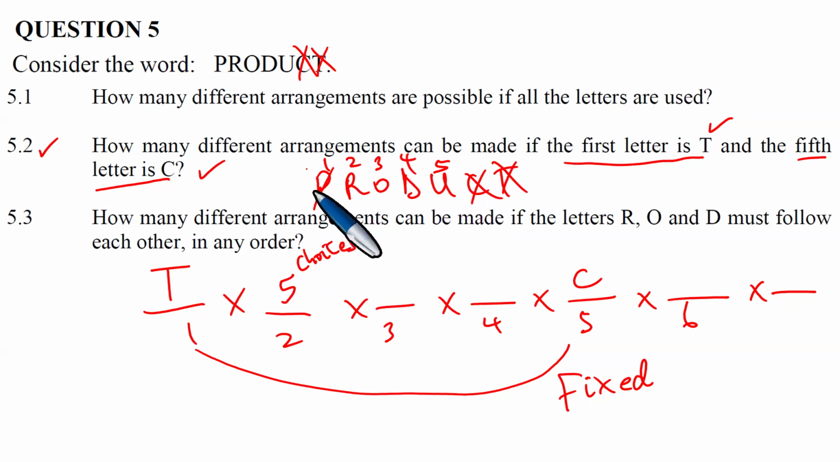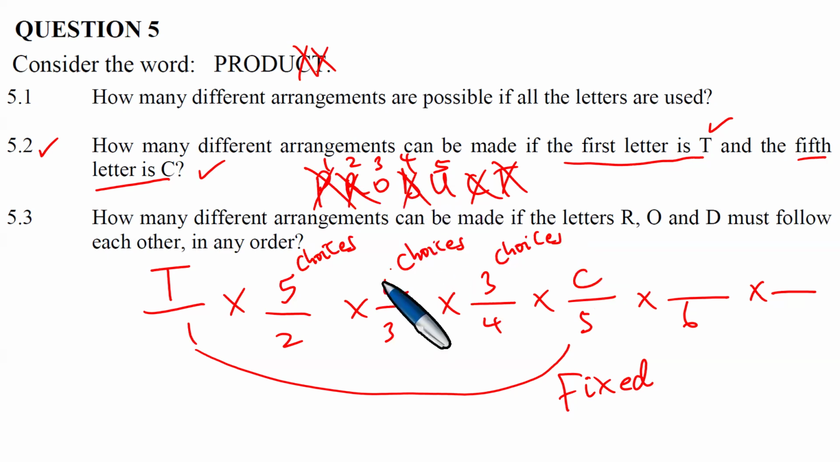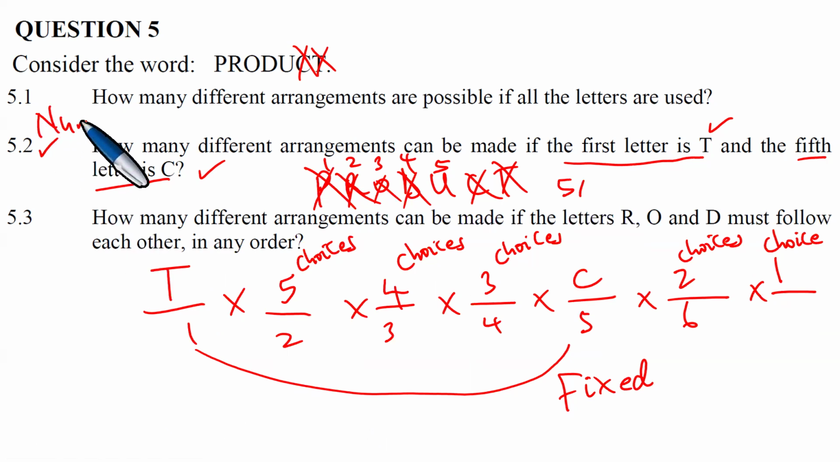After that, we choose one letter, maybe P. We're left with 4 letters. We shall then have 4 choices to make. After that, left with 3 letters, we shall have 3 choices to make. We can choose D, left with 2. We have 2 choices to make. Maybe we choose O. We're left with U. We have only 1 choice. And therefore, how many different arrangements can be made?